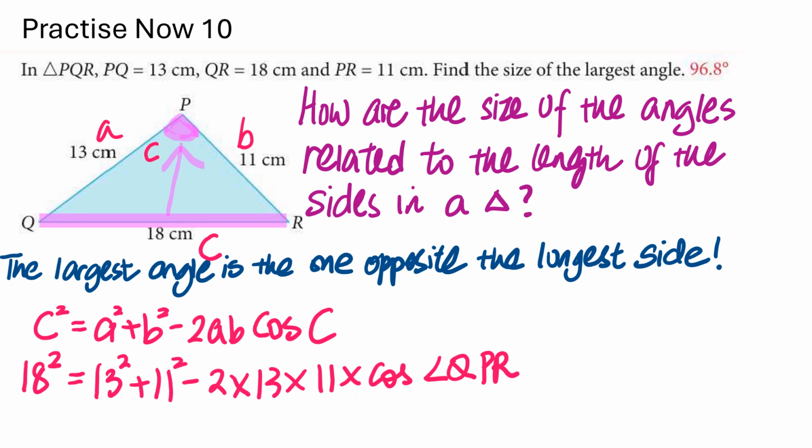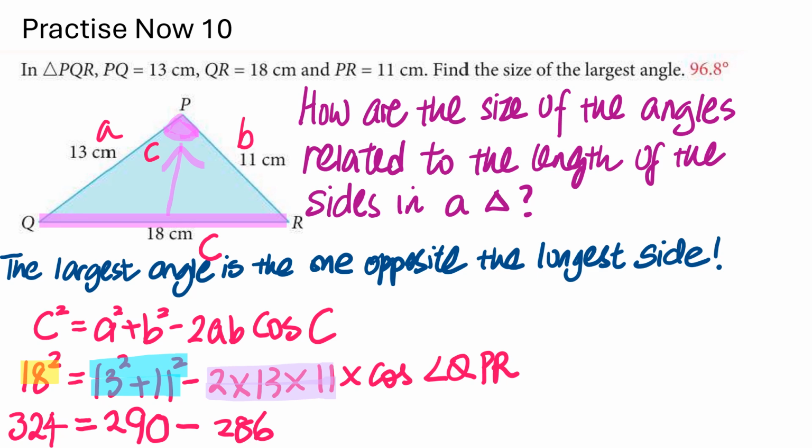The correct way is we can use a calculator to work out 18 squared first. We can use a calculator to work out 13 squared plus 11 squared. We can use a calculator to work out 2 times 13 times 11 only. You see the slow motion there? The slow motion is for you to pause and think. Work this out using the calculator. And your cosine QPR is there, times cosine. So this is the correct way of doing it. If you've forgotten what I've just said earlier on, please rewind.